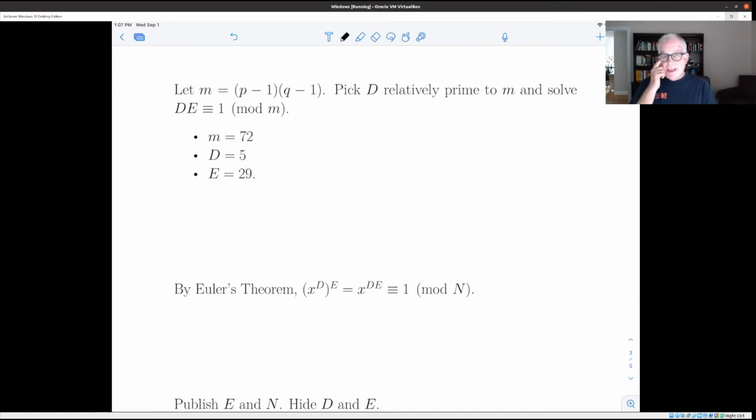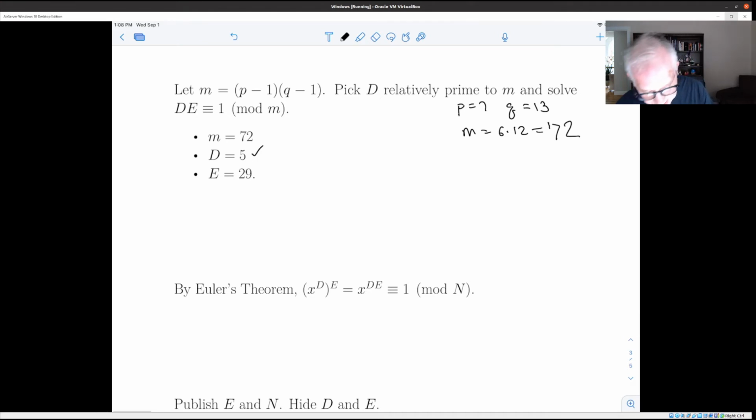So the next step in working out how the RSA algorithm works is to pick a decryption key D, which is relatively prime to M. And you just pick any number that you like, as long as it's relatively prime to M. So I'm using, remember, P is 7, Q is 13. So M is 6 times 12, which is 72. It's P minus 1 times Q minus 1. So I have to pick a number which has no factor in common with 72. So I picked 5. 5 is a perfectly good number.